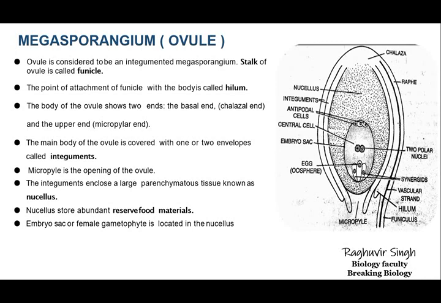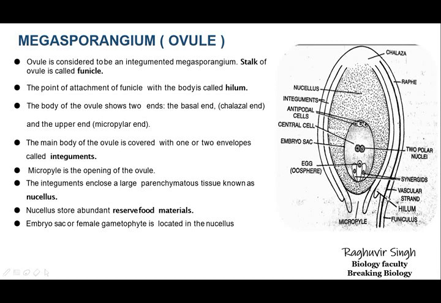Now, as I already told you, the cavity inside the ovary is called the locule, and within this locule there is some cushion-like tissue called the placenta, and within this placenta the ovules are attached, and the ovules can be one to many in different flowers. Now the ovule is attached to the placenta by the help of a stalk called the funicle.